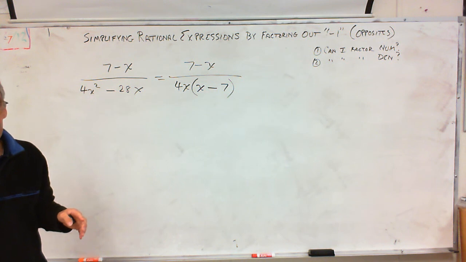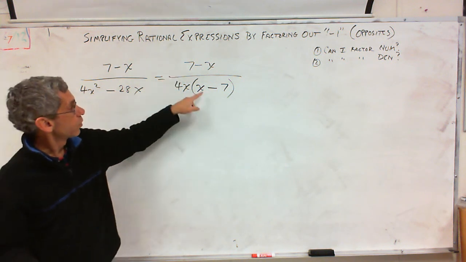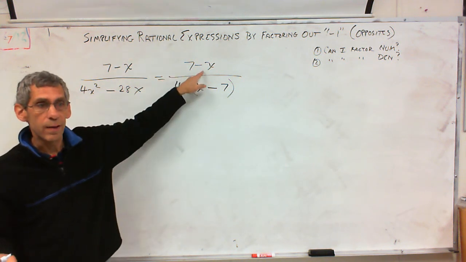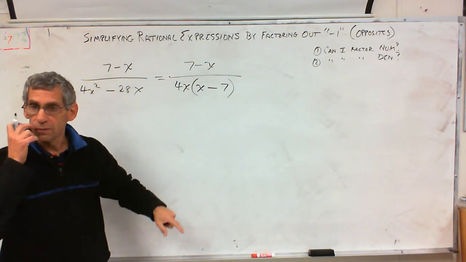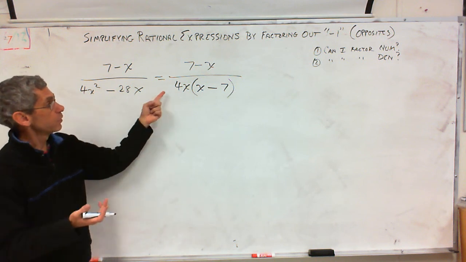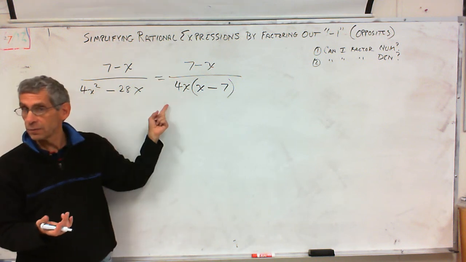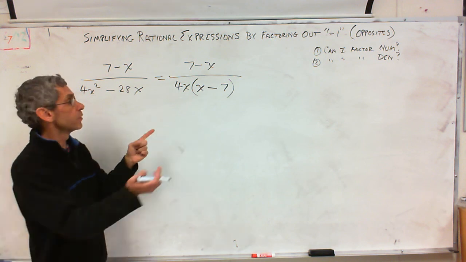Did you factor out 7 minus x and x minus 7? But those are not the same. Those are opposites. I can't do that. So what would I do, Vincent? You do the minus 1 thing. Factor out a negative 1. Do I do it upstairs or downstairs? Doesn't matter. Upstairs. Okay, that's fine.